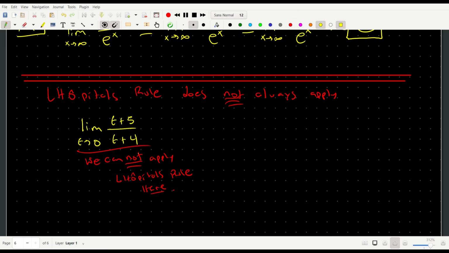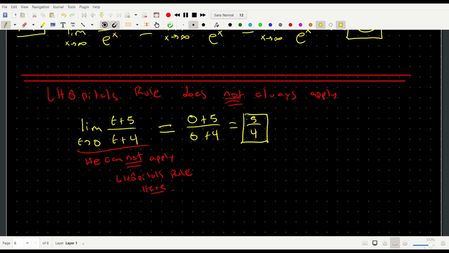because both the numerator and denominator limits exist and they're non-zero, right? In order to apply L'Hopital's rule, we need to have a 0 over 0 indeterminate form or an infinity over infinity indeterminate form. So this limit is just going to be exactly equal to 0 plus 5 over 0 plus 4, or 5/4.